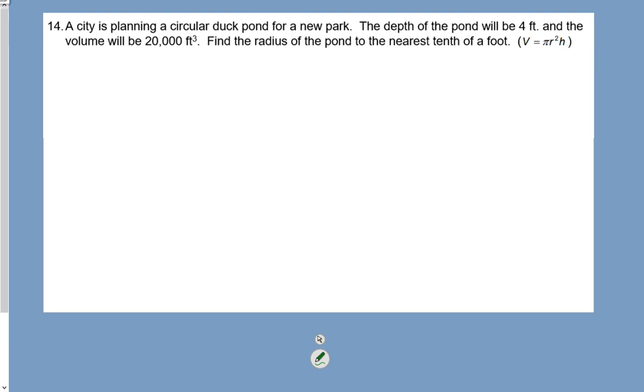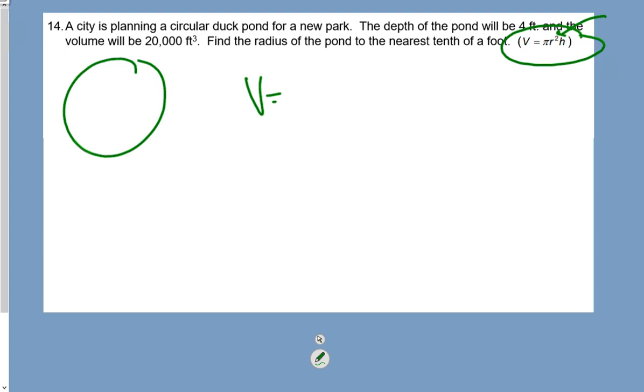Okay, a couple more. A city is planning a circular duck pond for a new park. I'm going to draw a circle. The depth will be 4 feet, and the volume will be 20,000 feet cubed. Find the radius to the nearest tenth of a foot, and then they give us this little equation over here, which you'll notice has a square, so it's a quadratic. So I'm going to go ahead and start with that, and then just plug in the pieces that I know.